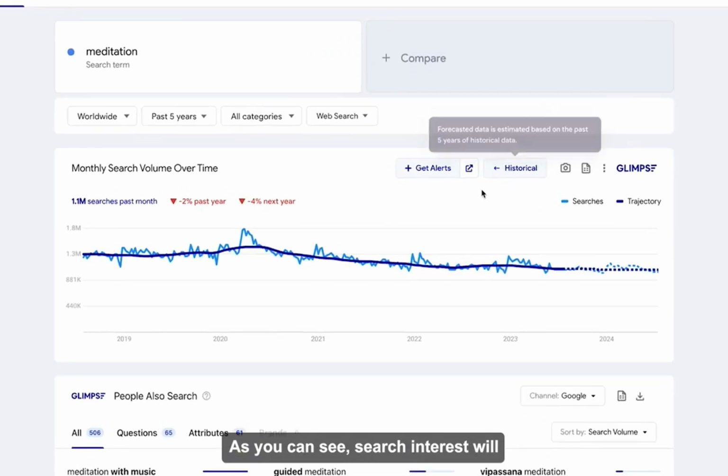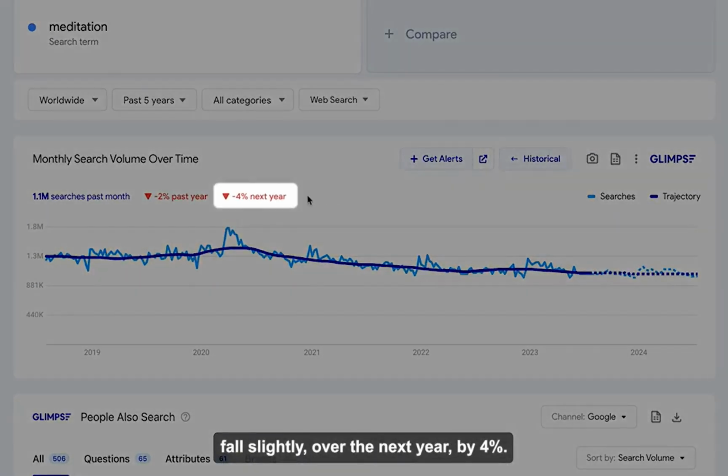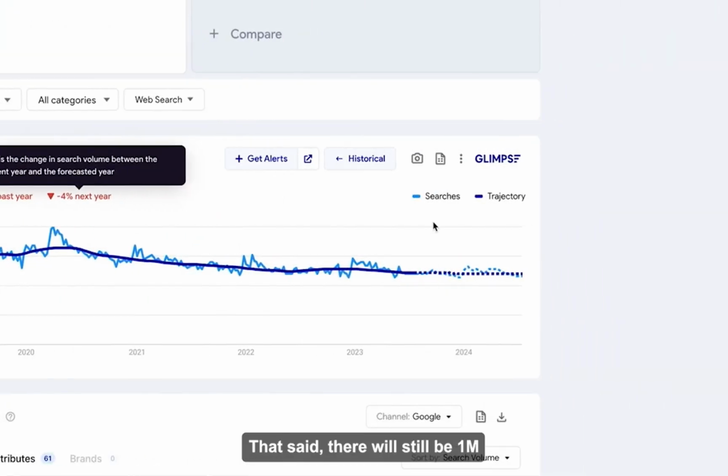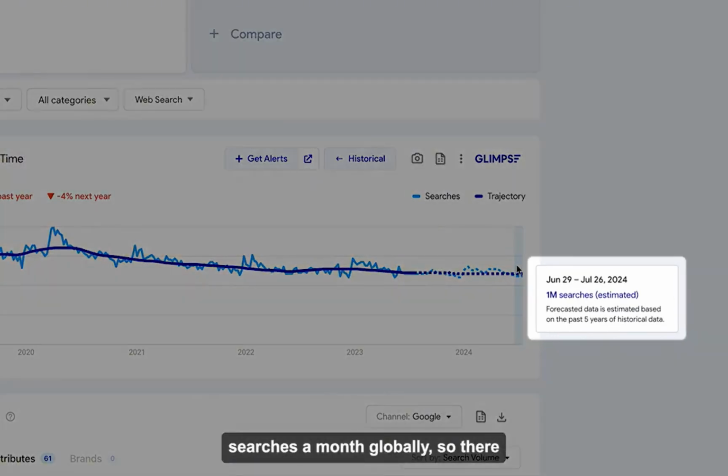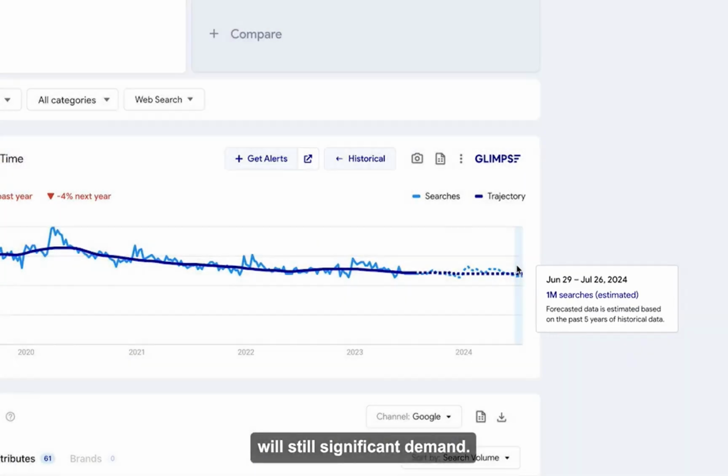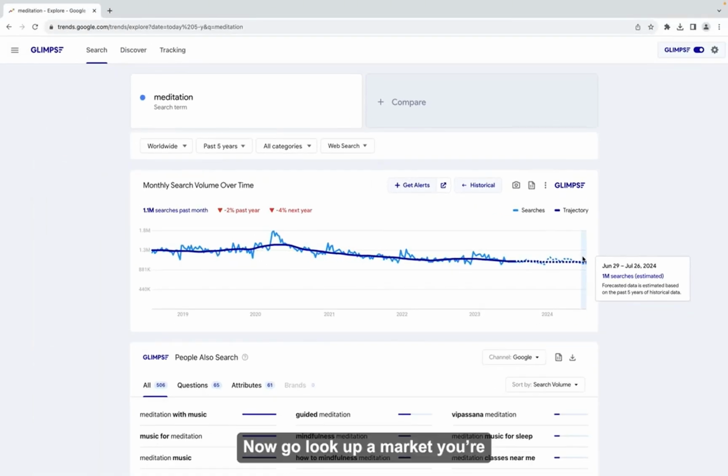As you can see, search interest will fall slightly over the next year by 4%. That said, there will still be 1 million searches a month globally, so there will still be significant demand. Now go look up a market you're interested in forecasting.